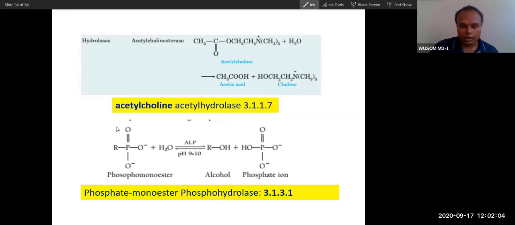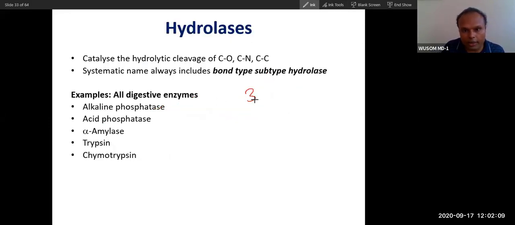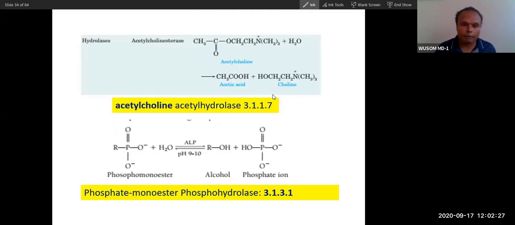Now you can see this enzyme class is numbered. The first number will be 3, but the next number will come from which type of bond this hydrolase breaks, whether it breaks a carbon-oxygen bond, carbon-nitrogen. So the next number will define the type of bond. Let's see the example. The first example you can see here is acetylcholinesterase, and the other, more systematic name is acetylcholine acetylhydrolase.